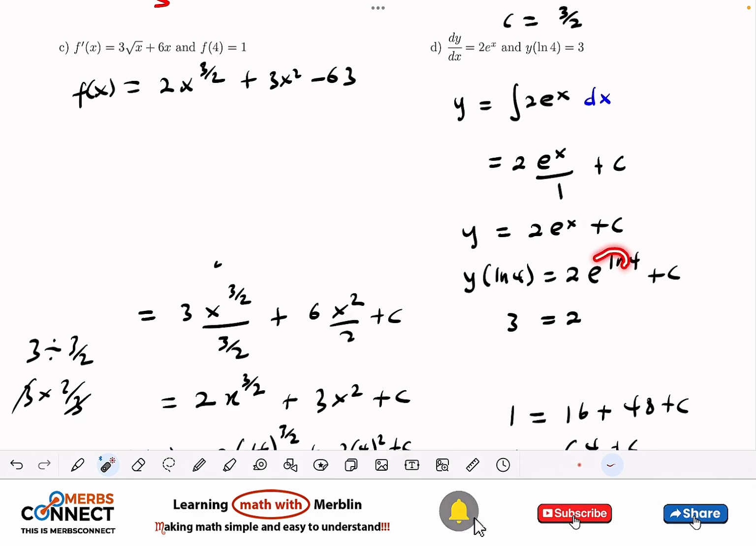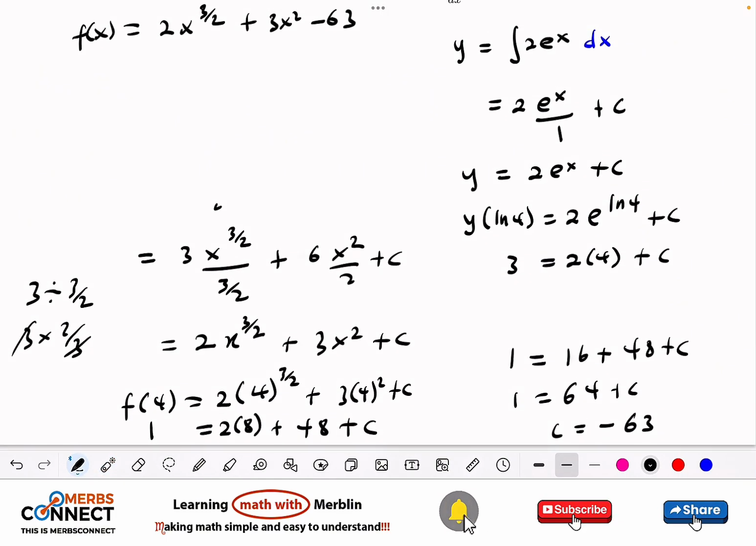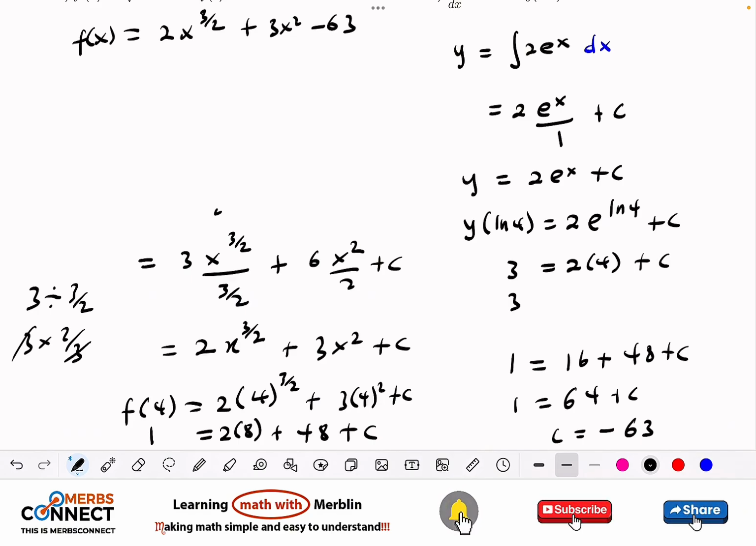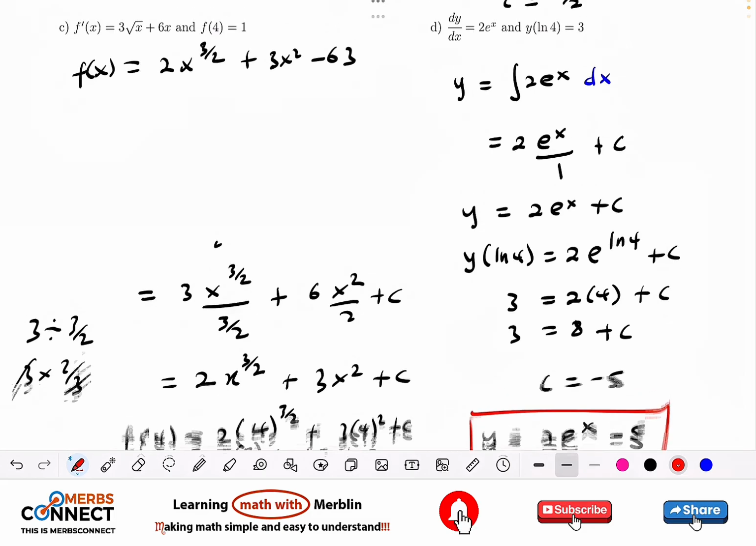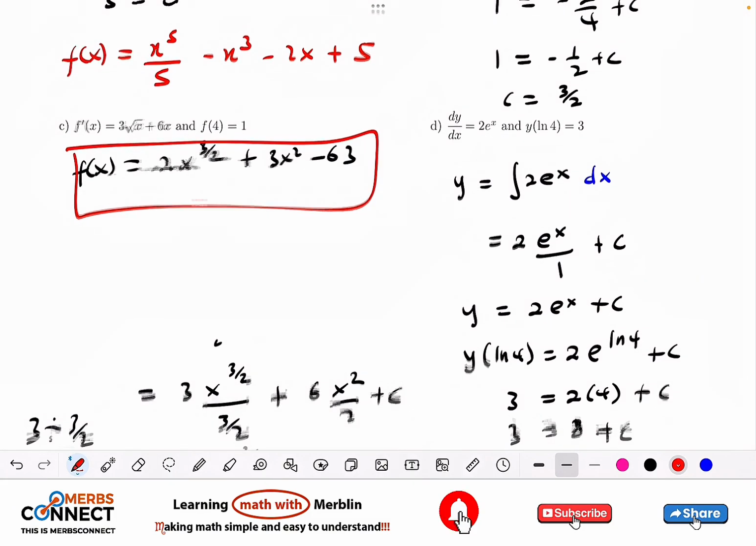Now, this here can be written as 4 plus c, because this and this will cancel out. So we are going to be left with a 4. And then we are going to have 3 equals 8 plus c, and c should be negative 5. So my y is equal to 2e to the power x minus 5. This will be my c. This will be the function that we differentiated. This is also the function that we differentiated.